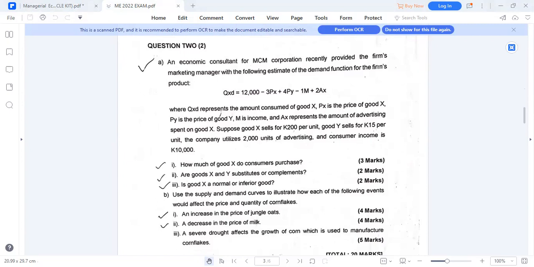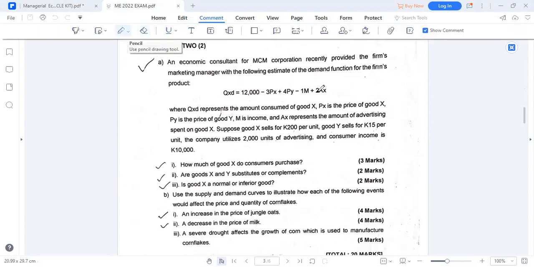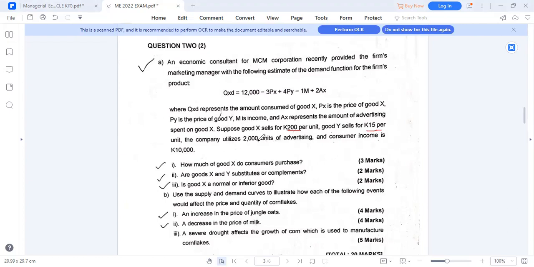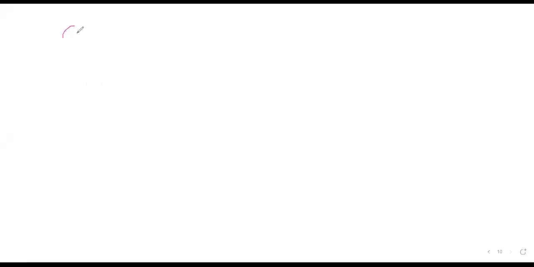So when you're given a question like this, the first thing to find the quantity is to substitute the values that have been given. In this case, we've been given the price of good X, 200, good Y, 15, advertising, 200, and income, 10,000. So let's put them in there. Now, I think that went too fast. We didn't even read the question. It's a little bit disturbing because we don't know what we're even looking at. I'm getting to that, don't worry.